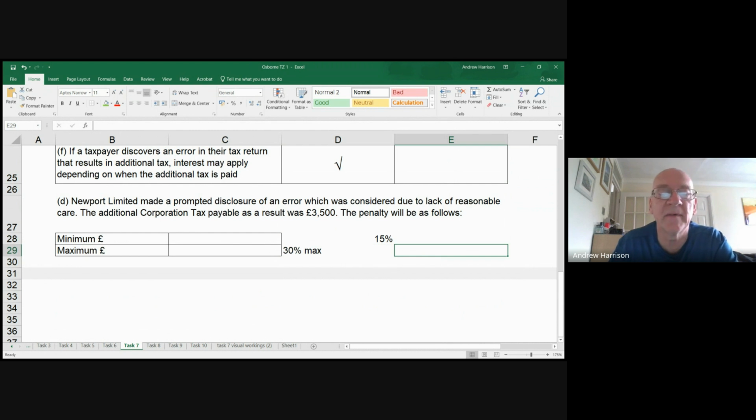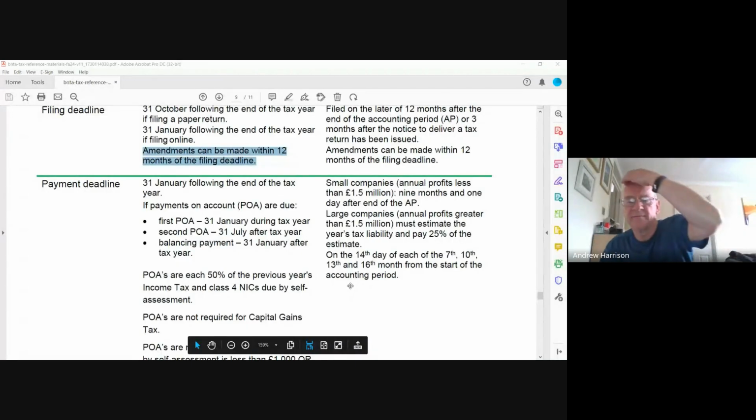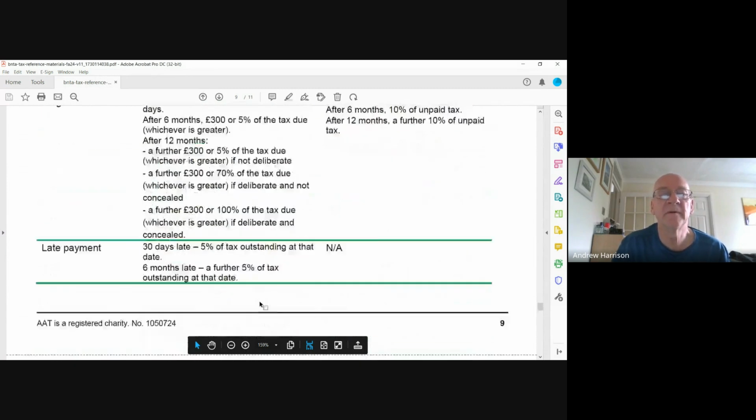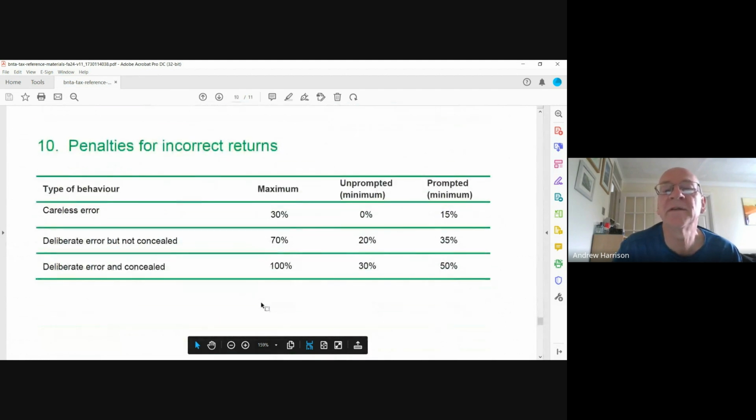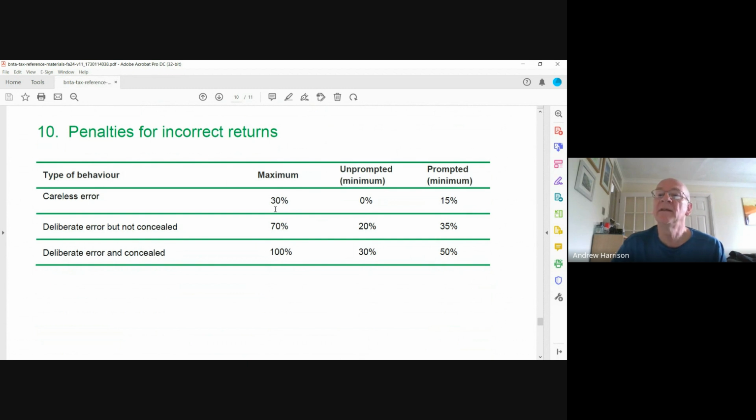So, okay, let's just quickly double check. It's always good to double check, even if you think you know an answer. Just like the indirect tax, always a good idea to check your answers. So that's our reference material. We're not far off. Back to the table at the bottom, penalties for incorrect returns. So careless errors, that's where the prompted and the maximum come into it. So prompted means they tell you, and then it doesn't matter whether it's unprompted or prompted, there's a maximum of 30%.